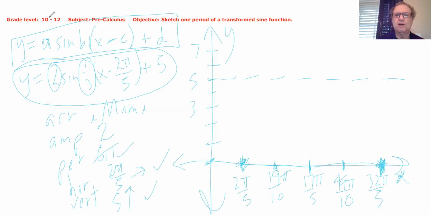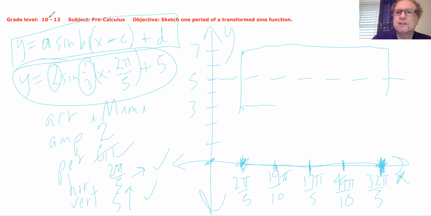And now we're going to draw the frame. So we're going to draw the frame from 2 pi over 5 to 32 pi over 5. We're going to start at 7, go to 3. You'll have straight edges for the test. And if this is done fairly accurately, the broken line should be right smack in the middle. And there we go. Now we're going to use the acronym to plot the points.